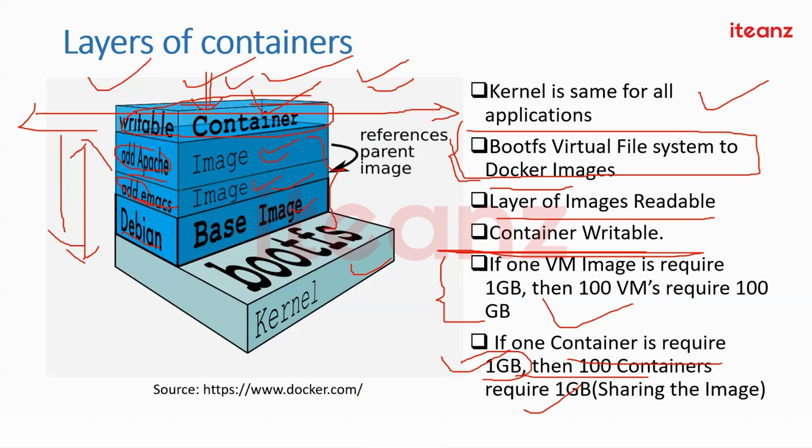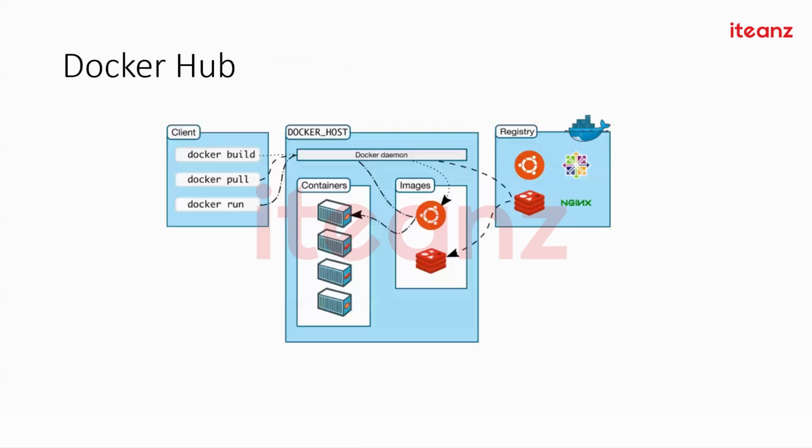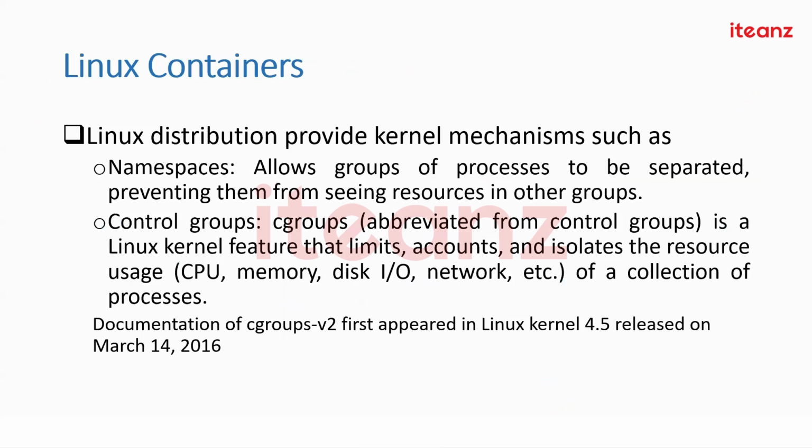The Docker image layer is readable, and the container layer is writable. If one VM requires 1 GB, then 100 require 100 GB. How Docker is created and how Docker runs, I'll explain in the Docker session. Just leave this picture because it is a different area. Right now we are discussing only containers.